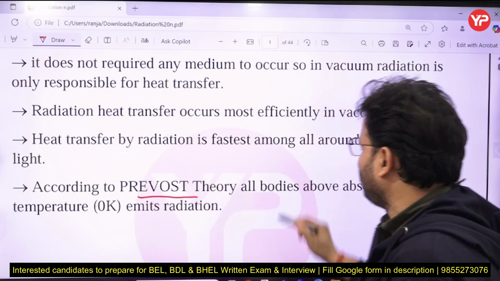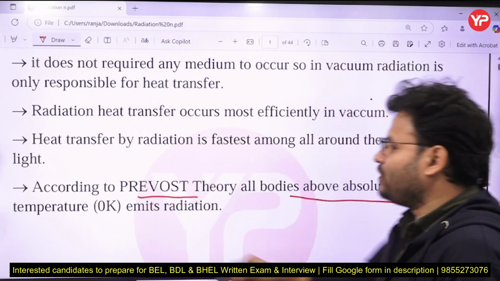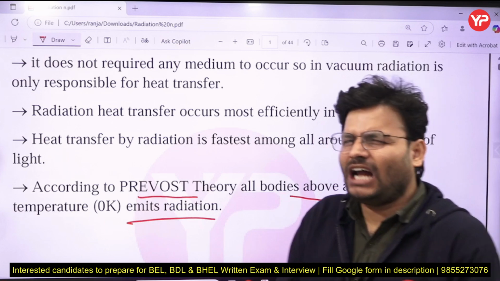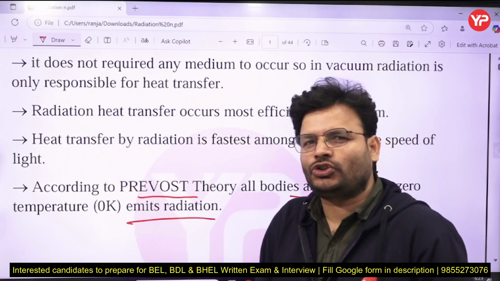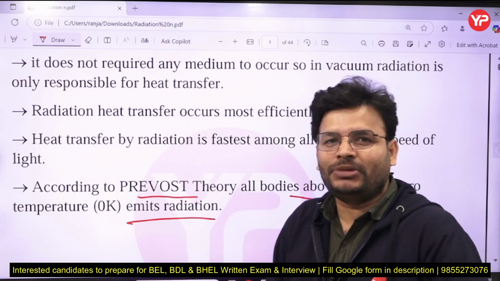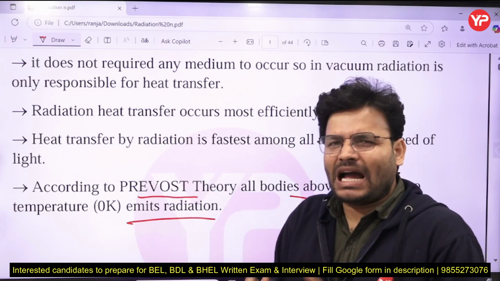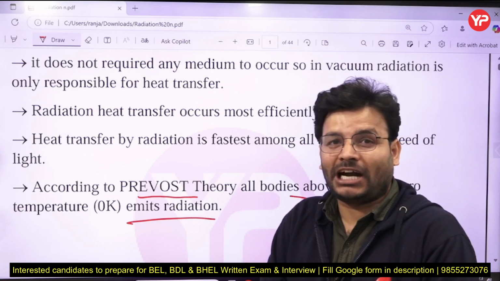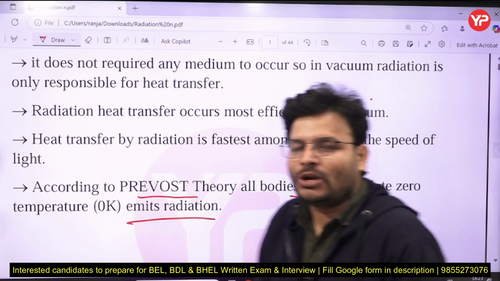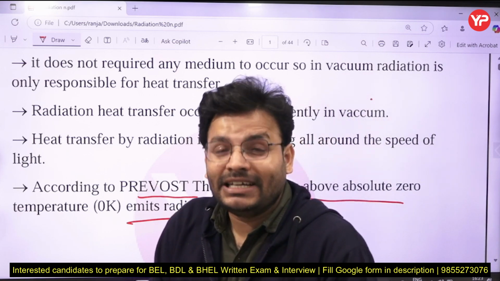What is the Prevost law? All bodies above 0 Kelvin temperature emit radiation. Always, even I am going to emit radiation, you are going to emit radiation, that marker is going to emit radiation, that board is going to emit radiation. So every body having temperature more than 0 Kelvin, obviously all bodies have, because 0 temperature is not possible. If it is possible, it will violate the second law of thermodynamics, right?